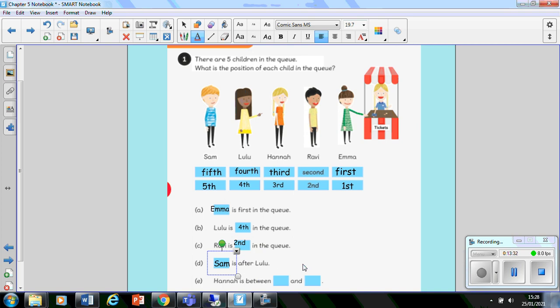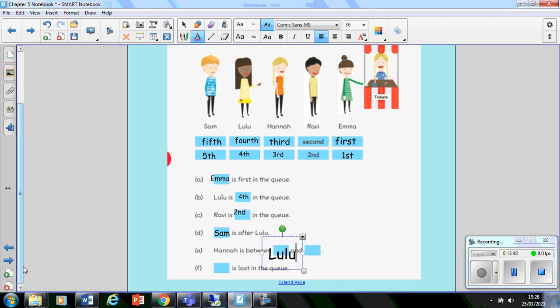Shh, be quiet. And then it says Hannah is between somebody and somebody. So Hannah is between Lulu and Ravi. So I'm going to write that down. Lulu and we've got Ravi. Okay, so it's as simple as that. And then you finally have one last question. Somebody is last in the queue, and we know that it is Sam.